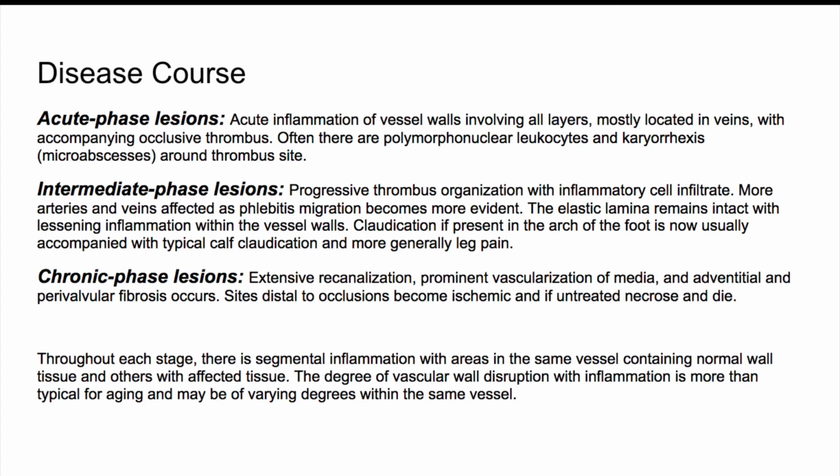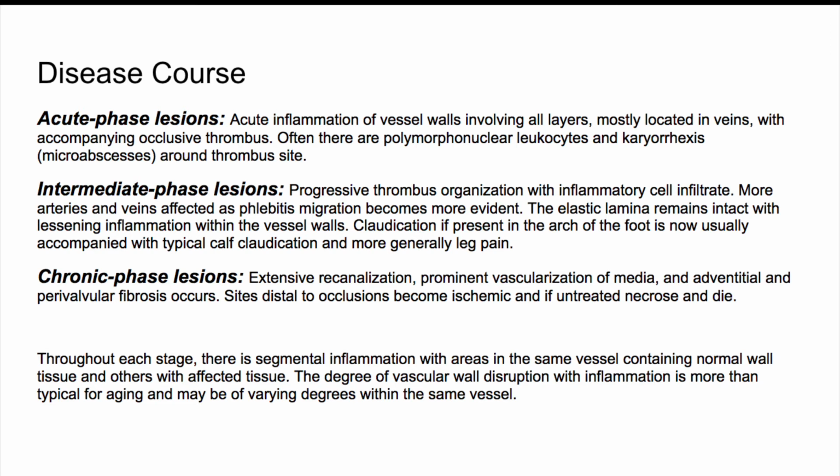So for the disease course, there's kind of three grades of lesions. So in the acute phase, inflammation of vessel walls involving all the layers is present, and then it's mostly in the veins with accompanying occlusive thrombi, and there's often polymorphonuclear leukocytes and karyorrhexis microabscesses around the thrombus site.